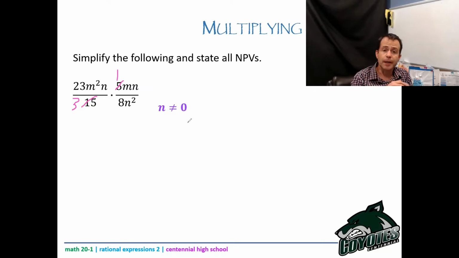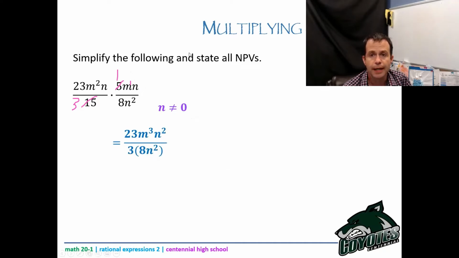On the top, I've got 23 times 1, so that'll be 23. M squared times m, that's like m to the 1, so that'll be m to the 3. N times n is n squared. On the bottom, I've got 3 times 8, n squared. Okay.